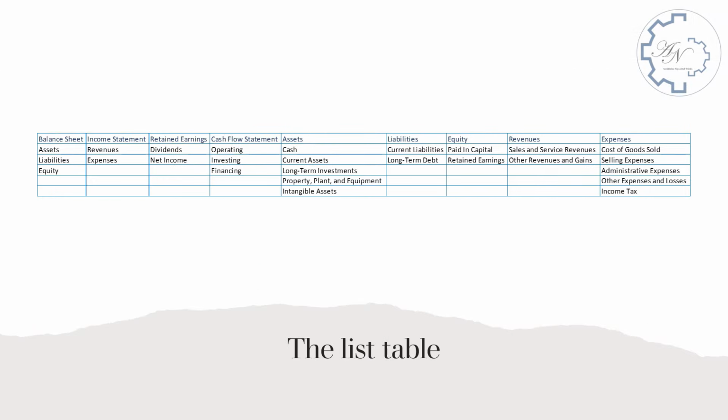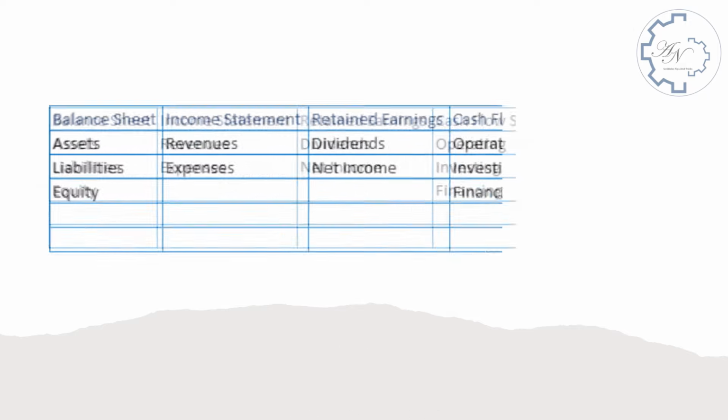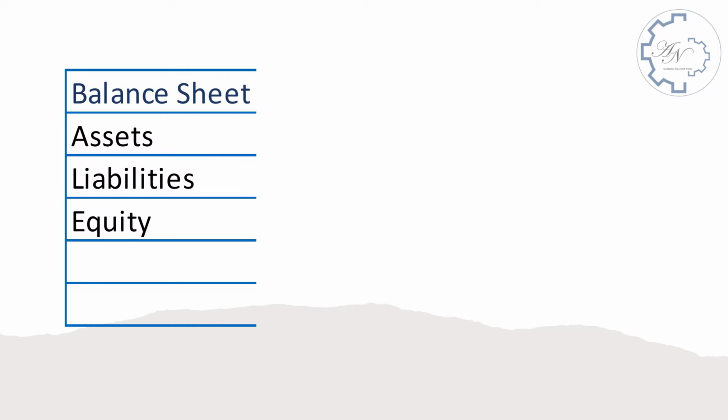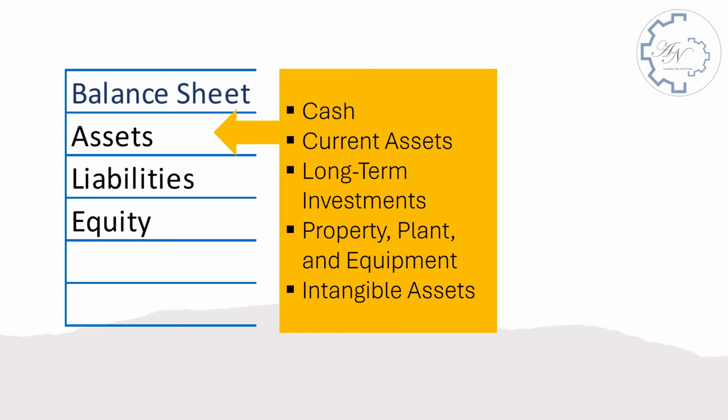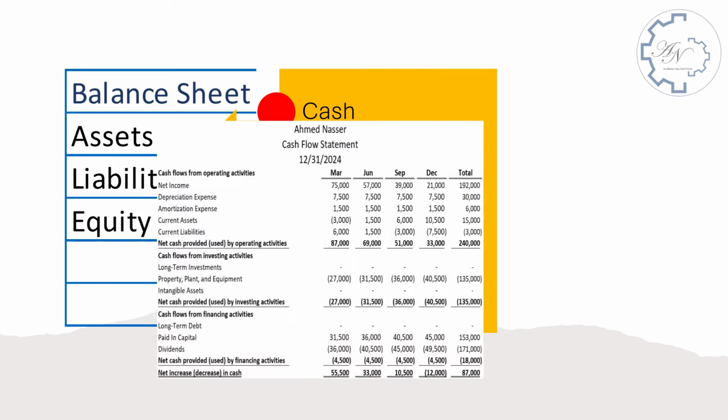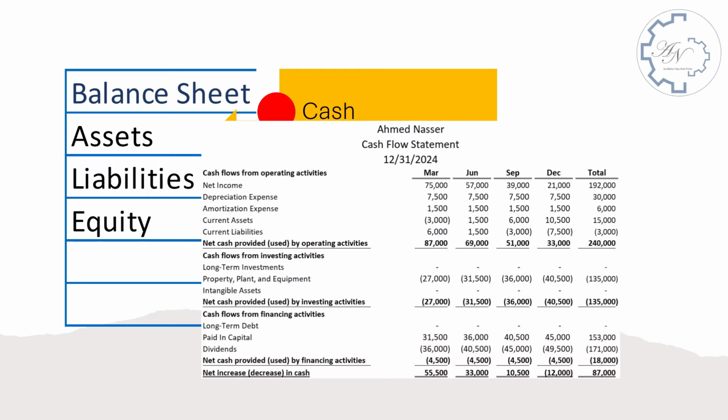The second table is the lists table. Here I put the financial statements categories and subcategories. As you know, the balance sheet contains assets, liabilities, and equity. I divided assets into these subcategories. Even though the cash is a part of current assets, I prefer to put it as a subcategory for the cash flow statement. You can put under cash all your cash accounts like banks and petty cash.